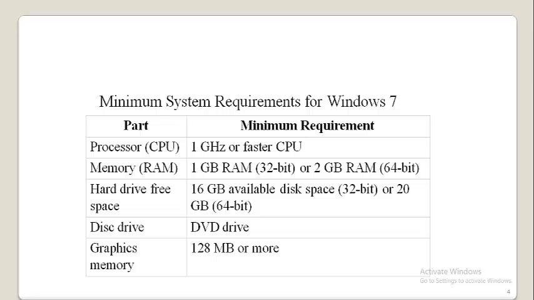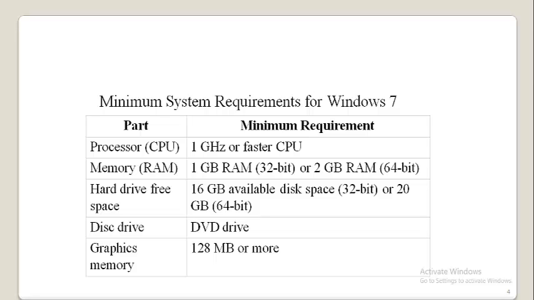Here I am showing the Windows 7 minimum requirements. For installing Windows, these are the minimum hardware requirements; only then can we install Windows 7. The first one is the processor, which requires 1 GHz processing speed. The next one is memory, which is nothing but RAM. It requires 1 GB RAM for a 32-bit operating system and 2 GB RAM for a 64-bit operating system.